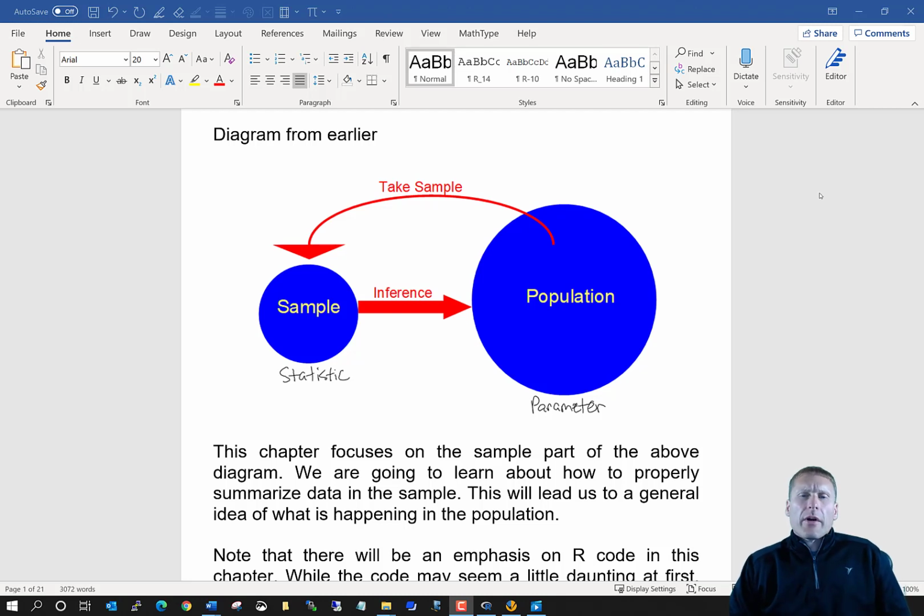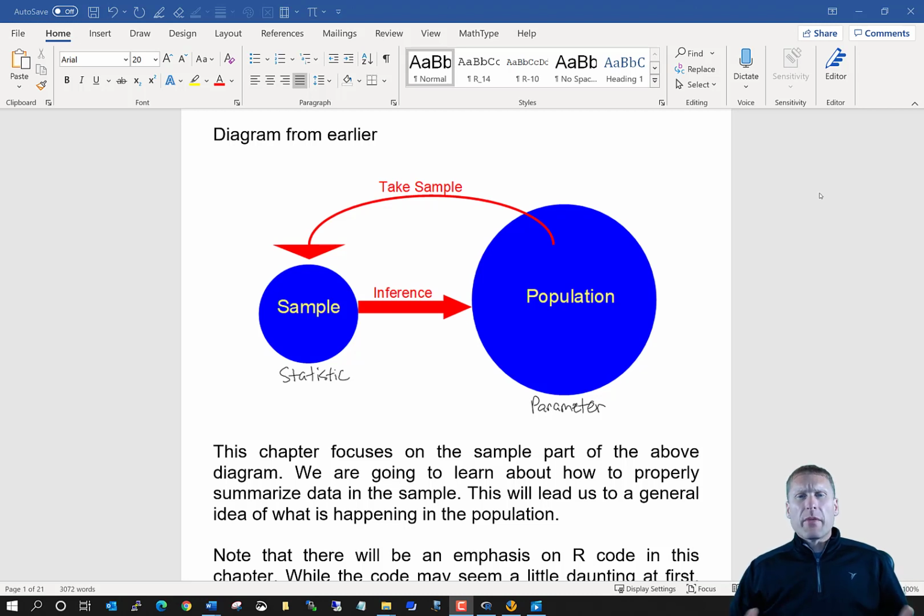Okay, in this video, we're going to talk about numerical summary measures for the sample. Now, I would expect that most, if not all, of these numerical summary measures you've seen before. And that's okay. We have to start somewhere in this particular course. What I recommend is that you concentrate on the R aspects and also on getting a better understanding of some of these numerical summary measures, especially ones dealing with variability.